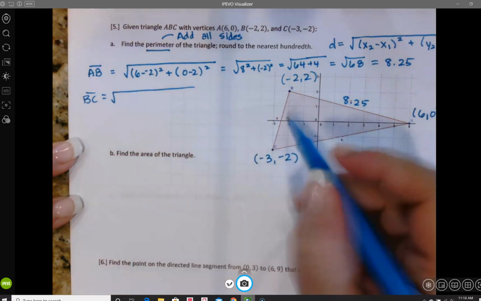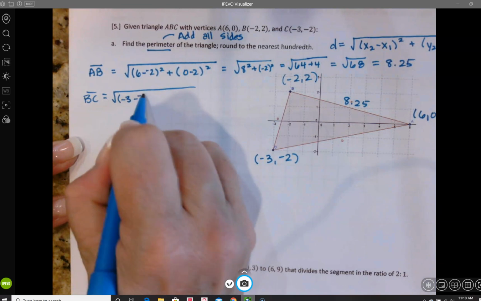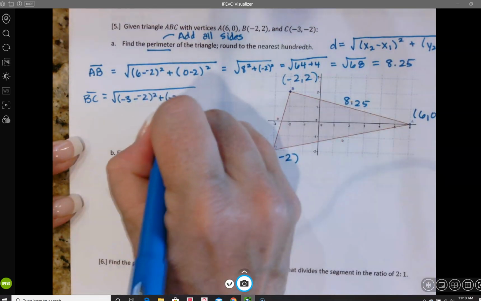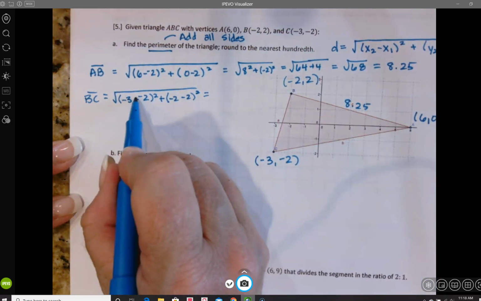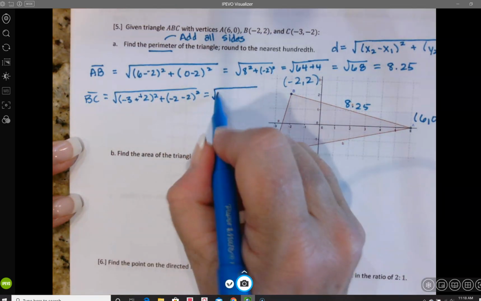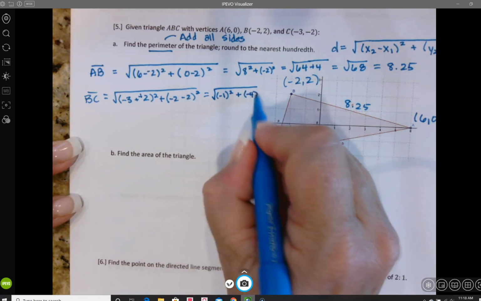and I'm going to make this x2 and x1, so I'm going to go -3 minus -2, and -2 minus 2. So -3, add the opposite, minus -2, that's going to be -1 squared. And -2 minus 2, that's -4 squared.